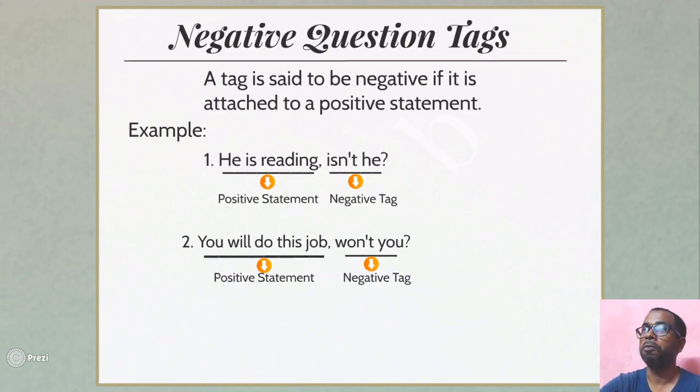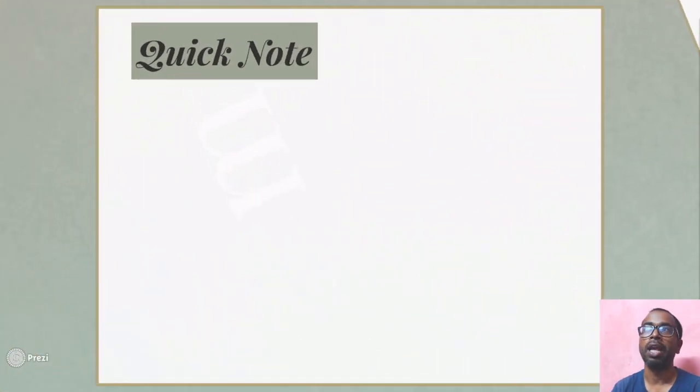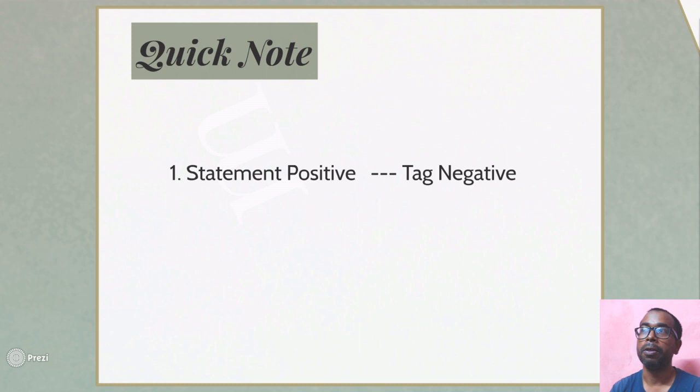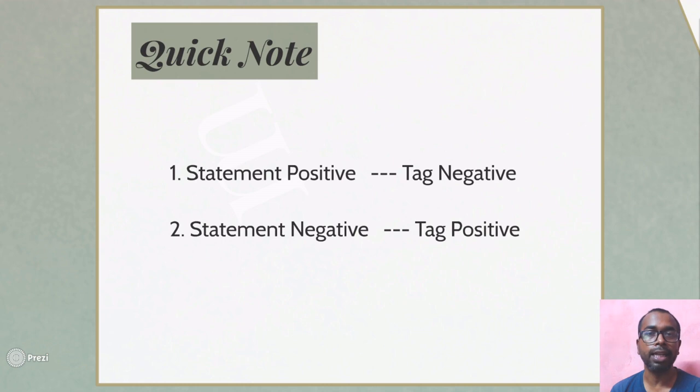So let's go for the next part of the video, and that is some quick notes for you to remember the basics of a question tag. First quick note: if the statement is positive, it must have a negative tag, and if the statement is negative, it should have a positive tag. This is your quick note. You can take a screenshot of this part of the video so that it's easier for you to remember.